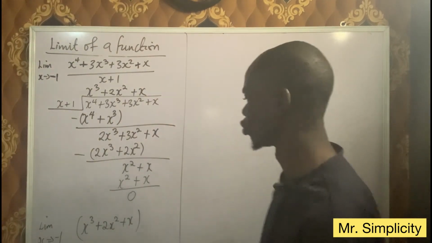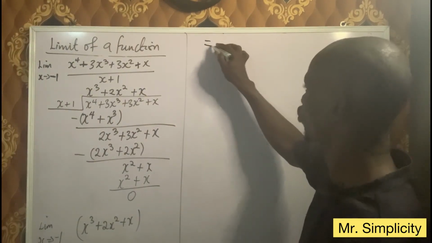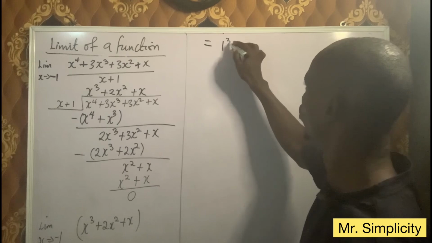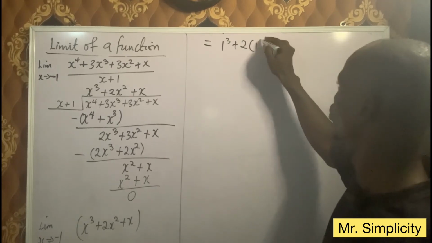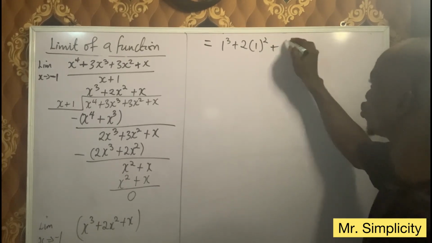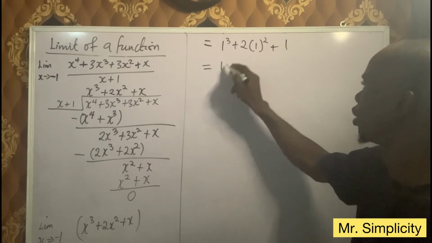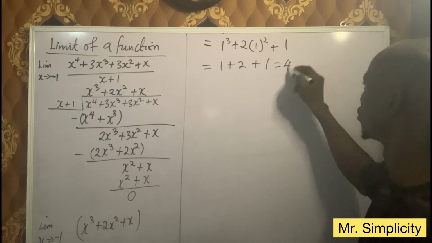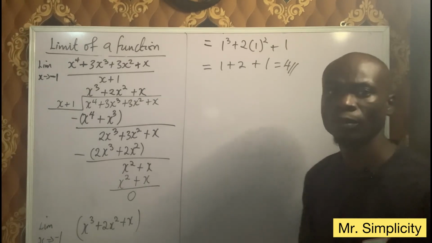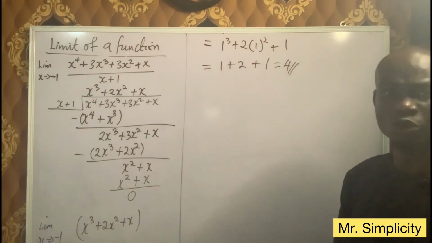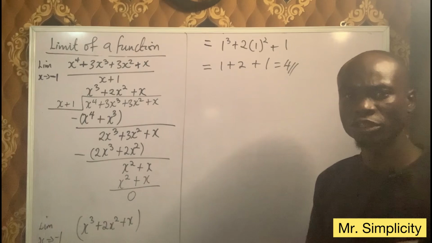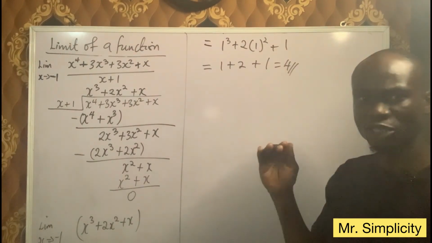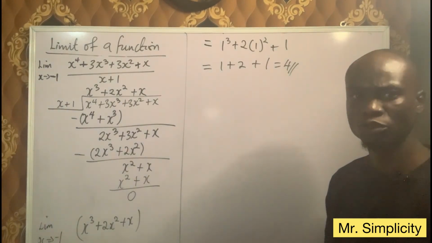So at this point, we can substitute. Substituting, we are now having 1 cubed plus 2 times 1 squared plus 1. 1 cube is 1, 2 times 1 squared is 2, plus 1. So our answer is 4. So this is how we solve by long division. Once you carry the long division correctly, what you get as your answer is what you will substitute into.